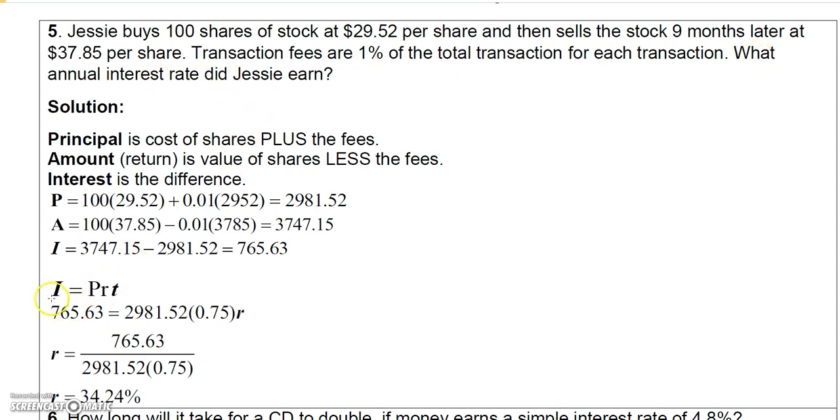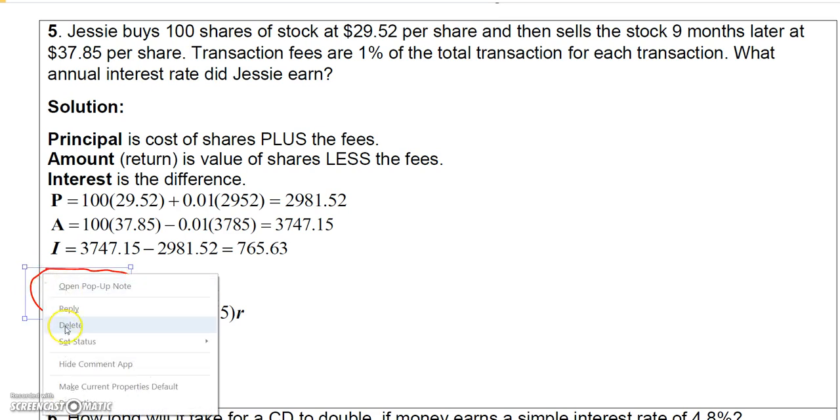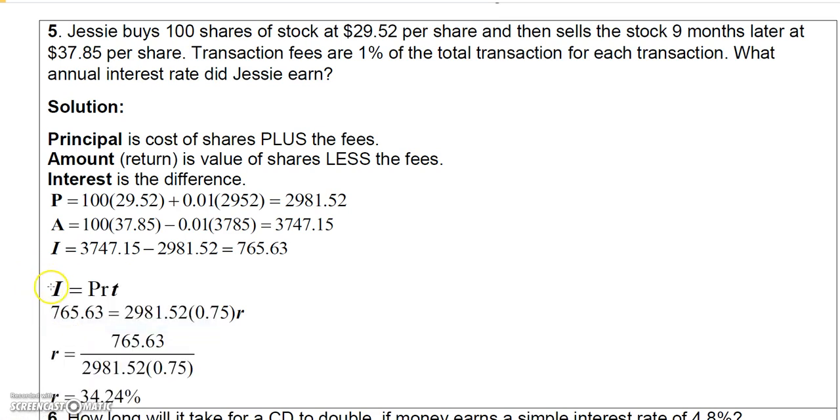Well, the formula I'm going to use is I = PRT to get the rate. But I'm going to have to get the interest. But the only way I'm going to know the interest that Jesse earns, interest is basically what did Jesse profit on this investment. So to get what Jesse earned, I need to calculate the principal, which is the cost of the shares plus any fees paid.